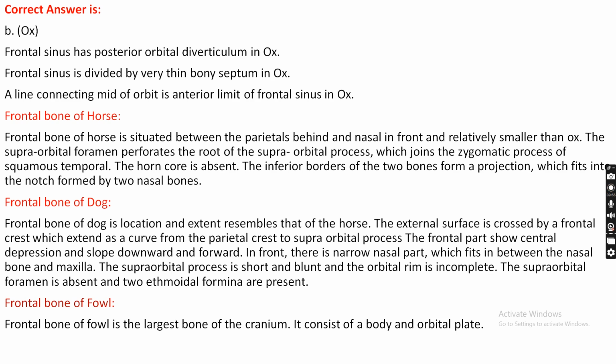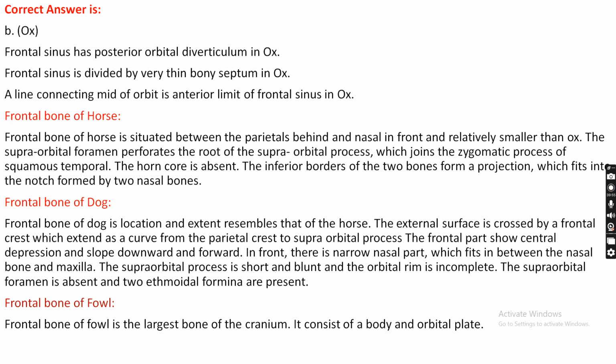If we see the frontal sinus of ox, it is also divided by a thin bony septum in oxen. And there's a line connecting the mid of the orbit which is the anterior limit of the frontal sinus in ox. Well, let's see the frontal bone of horse.